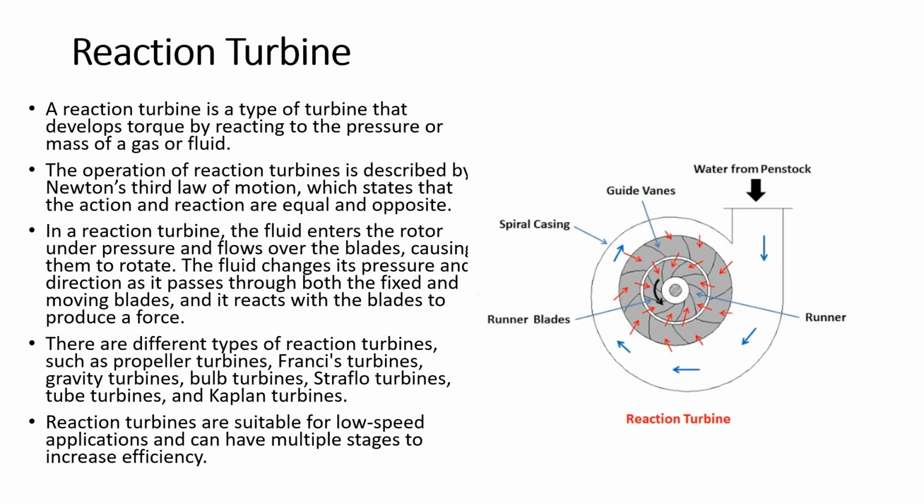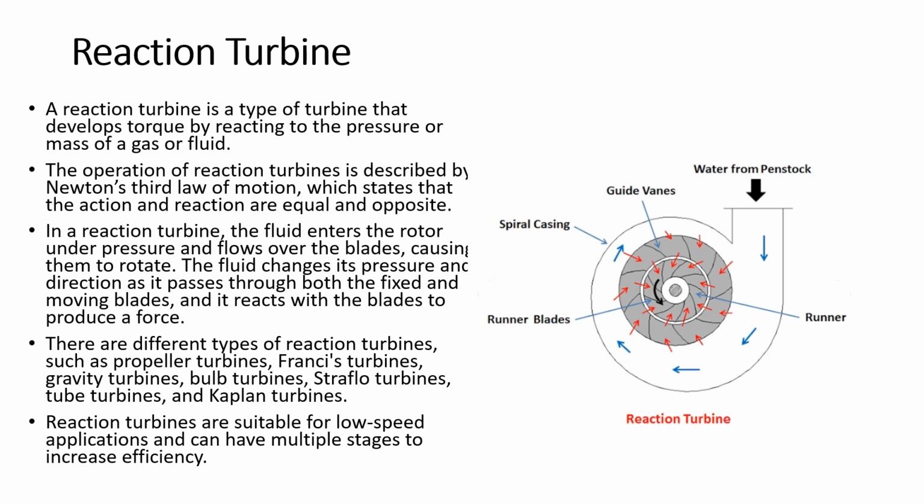A reaction turbine is a type of turbine that develops torque by reacting to the pressure or mass of a gas or fluid. The operation of reaction turbines is described by Newton's third law of motion, which states that action and reaction are equal and opposite. In a reaction turbine, the fluid enters the rotor under pressure and flows over the blades, causing them to rotate. The fluid changes its pressure and direction as it passes through both the fixed and moving blades, and it reacts with the blades to produce a force.